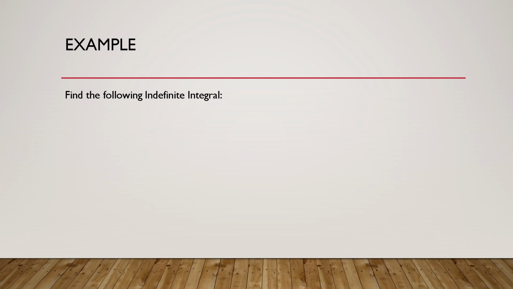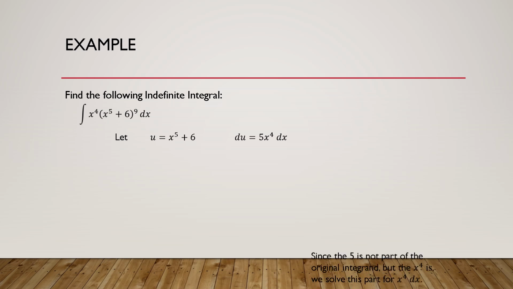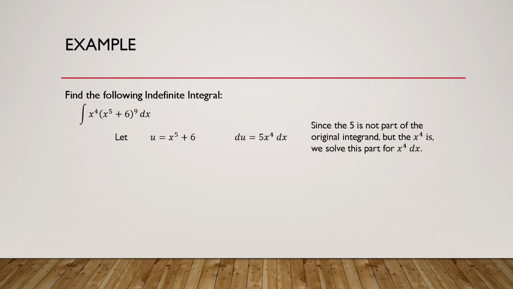Let's look at another example, this time where the integrand is not set up so nicely. Find the integral of x to the fourth times the quantity of x to the fifth plus 6 to the ninth power dx. Again, we set u equal to the inner part of the composite function, x to the fifth plus 6. du will then be 5x to the fourth dx. Since the 5 is not part of the original integrand, but the x to the fourth is, we solve this part for x to the fourth dx, which is equal to 1 over 5 du.